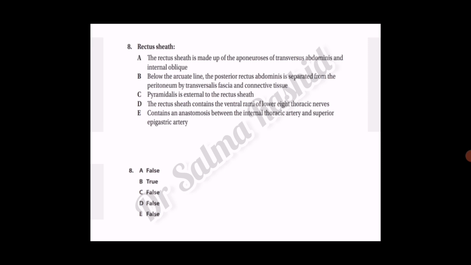The rectus sheath contains the ventral rami of lower 8 thoracic nerves. This is false because rectus sheath contains the ventral rami of lower 6 thoracic nerves. Contains an anastomosis between the internal thoracic artery and superior epigastric artery. This is false because superior epigastric artery is a part of internal thoracic artery. Anastomosis is present between superior epigastric artery and inferior epigastric artery.